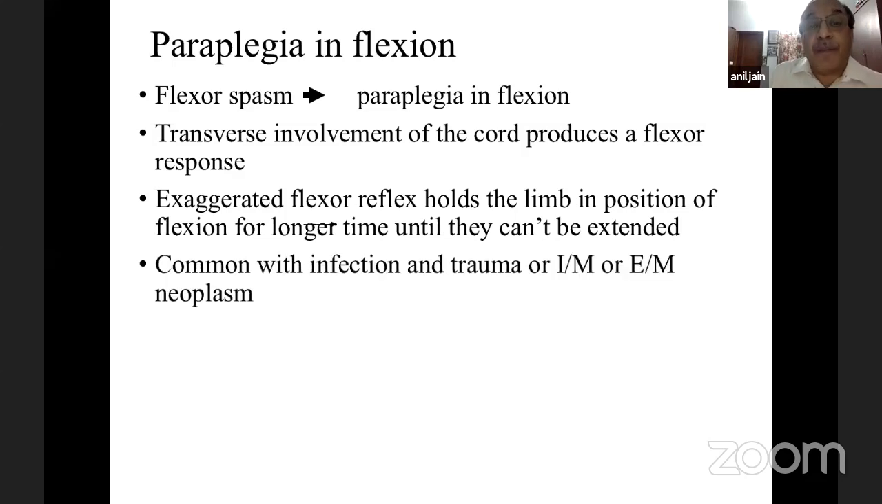So that becomes paraplegia in flexion. Nowadays, when we were students, we used to get a lot of paraplegia in flexion, a lot of flexor spasm. Now we don't see that much because we are diagnosing tubercular disease early and treating them in paraplegia in extension. That's why we generally do not get paraplegia in flexor spasm or paraplegia in flexion now.